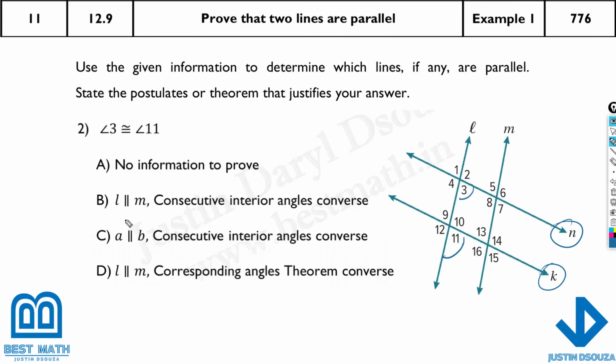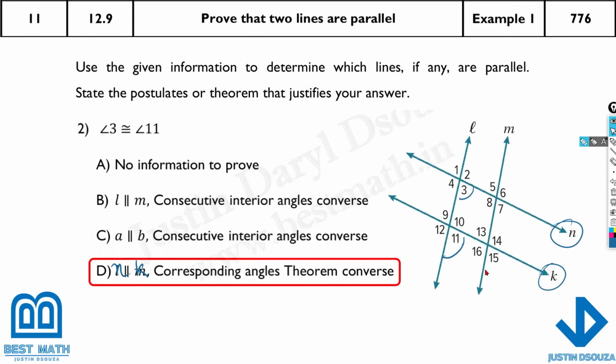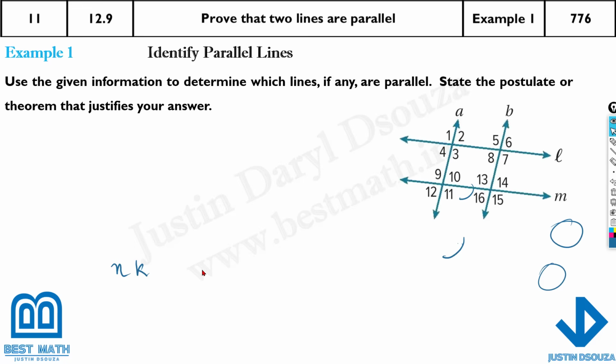My apologies, these options are wrong. Why? Because it is L and M over here. That should be N and K. Well, because it's corresponding, that's correct. But it should have been N and K. That's the correct answer. That's how we solve that.